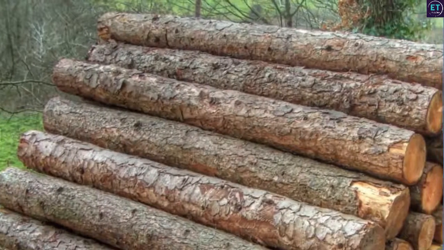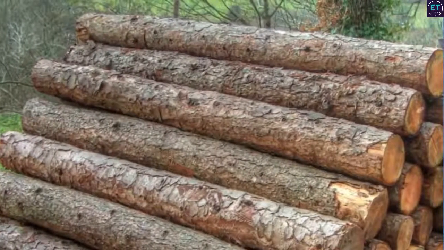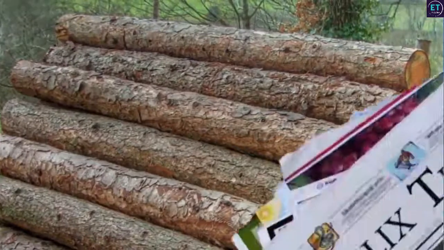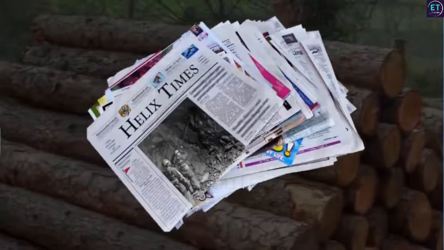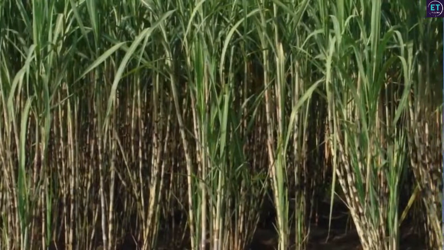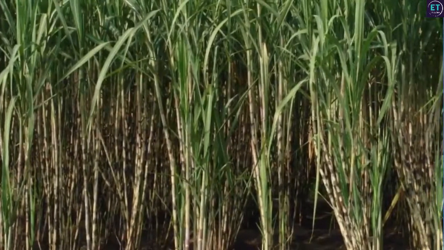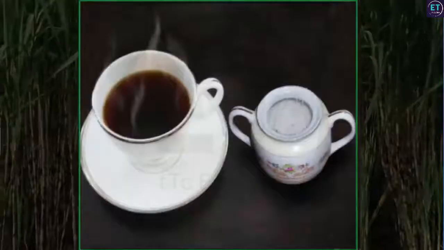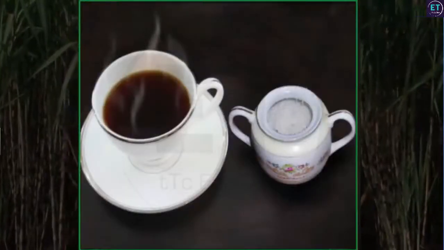This is what your morning newspaper is printed on. Not the wood, but the paper manufactured from it. This is what sweetens your tea and coffee. Not the sugar cane, but the sugar manufactured from it.